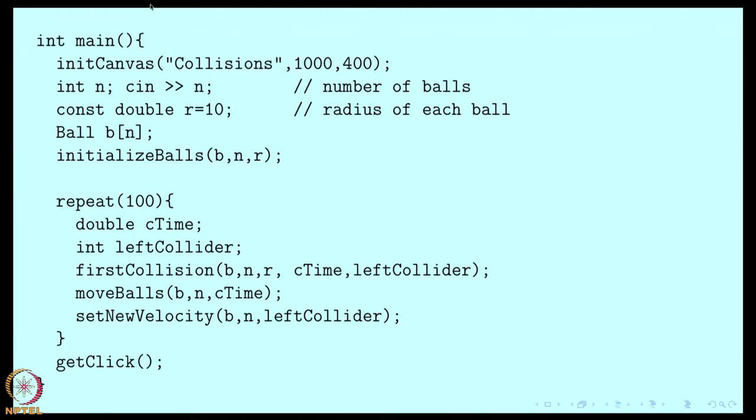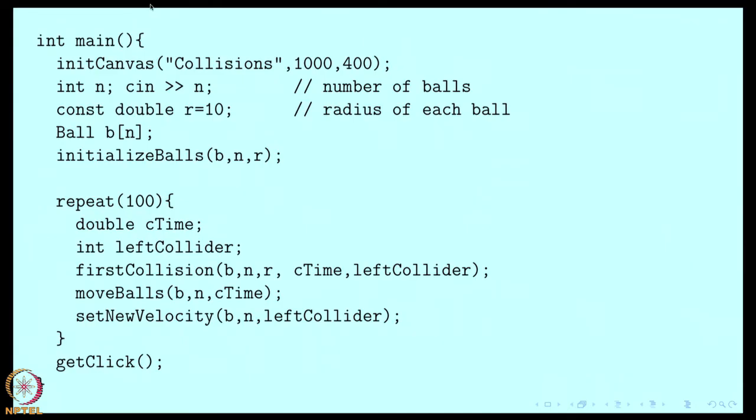So the students will be required to write a function called first collision, in which they actually calculate all collisions, all pairs of collisions. Well, actually all adjacent, so they are only going to consider adjacent pairs of balls. They are going to consider all adjacent pairs of balls and calculate the collision times between them, and the minimum over those times is going to be returned in the argument C time, which is of course going to be a reference argument.